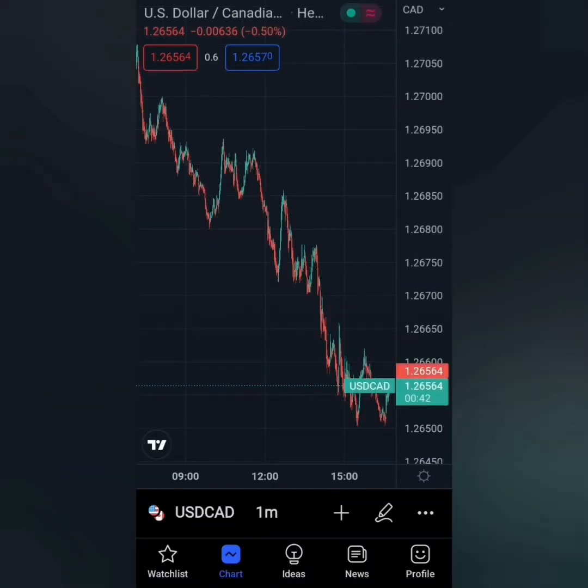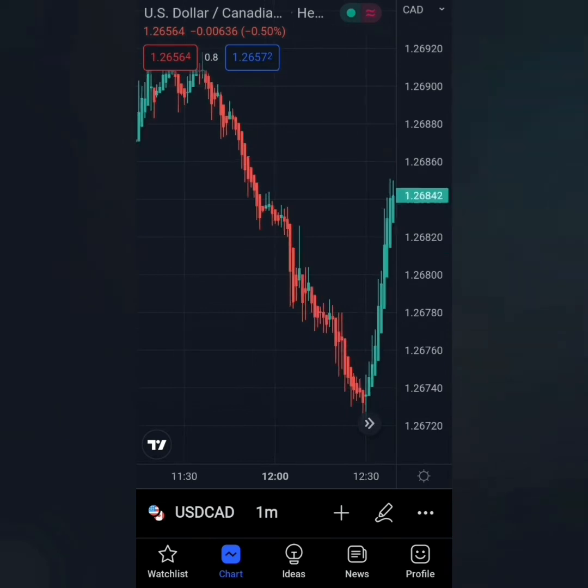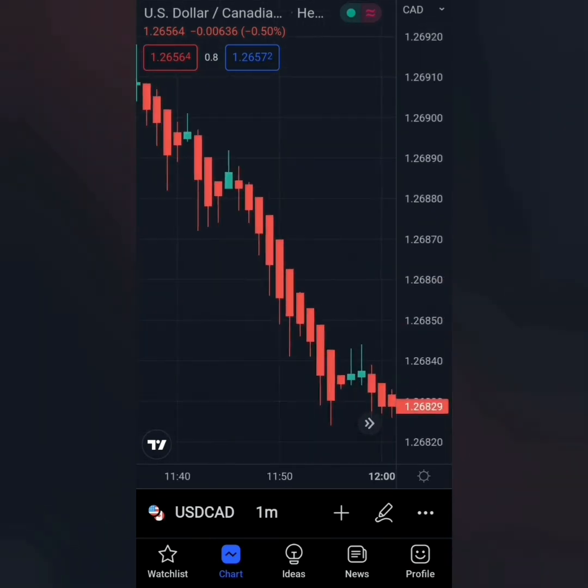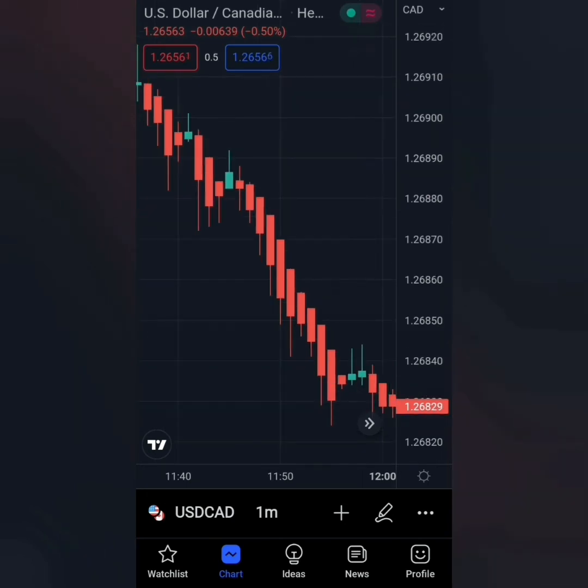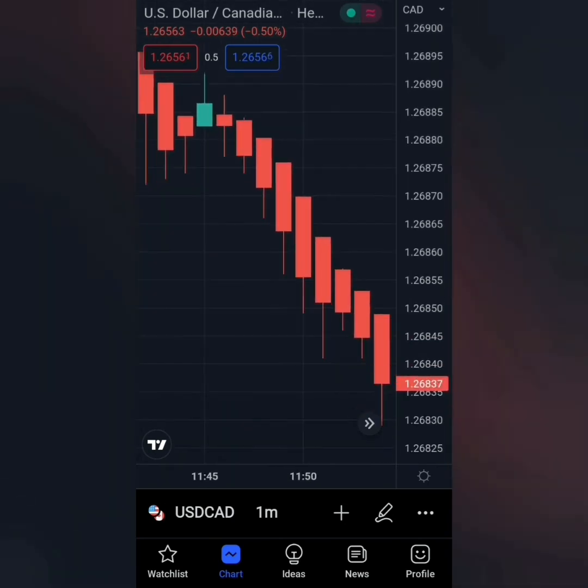Okay guys, so this is a very simple strategy. Let me just zoom in. As you can see, I'm on USD/CAD at the moment, one minute time frame. So how does it work? Obviously, if the candle is red, it shows there's a possibility for a downtrend, guys. So you want to wait till you see a red candle.